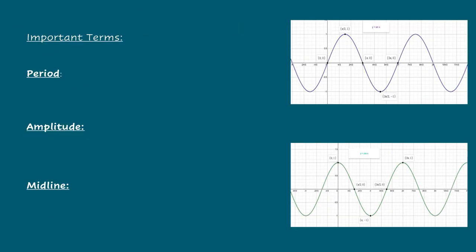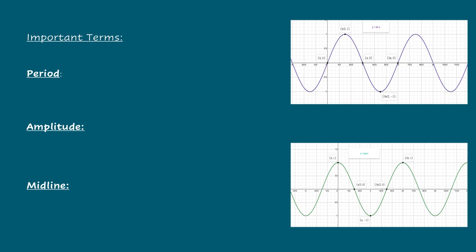So some new terms that we're going to learn as we work with graphing trig functions are period, amplitude, and midline. Some people call it midline, some people just call it the horizontal line. It's just a term that you're going to hear as we work with these graphs. So I'll call it midline. You may hear it something else, but just so that you know what we're working with.